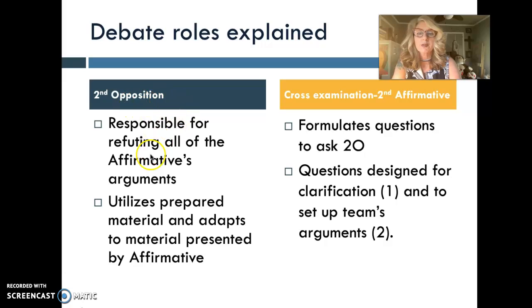Pretty much second opposition is the most adaptable piece, where you really need to adapt, but you have to have prepared material, adapting to what the affirmative says. You really have to think about it. Even if you watch those shows on the defense, they have to think about how the prosecutor is going to think. So you have to think about what affirmative is going to do. You both know what the policy is, so you've had access to information and research. You should have some idea of how you think they might argue this. If you were going to argue it, what would you do? Okay.